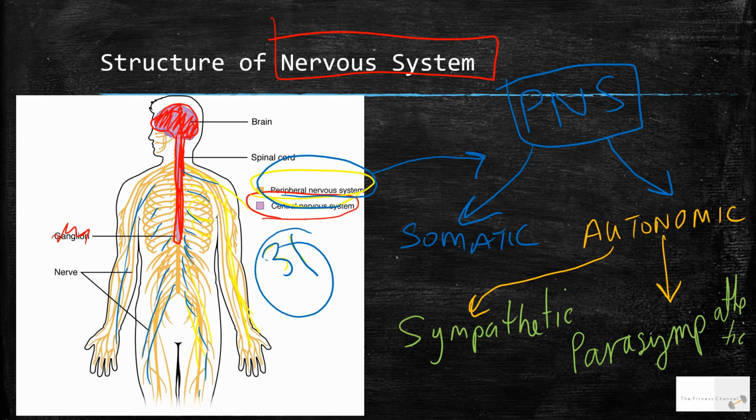So it's the parasympathetic. Now if you imagine you jumped out of a plane and you released your parachute, it would slow you down, one would hope. So the parasympathetic branch of the autonomic nervous system slows you down.